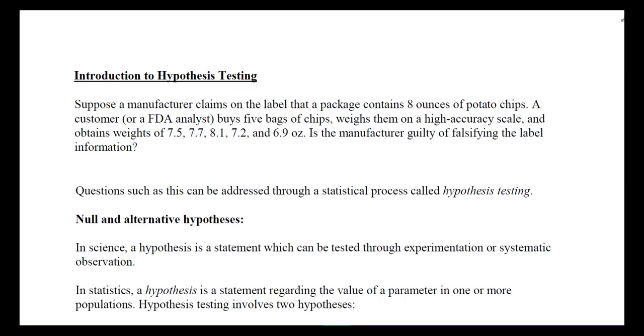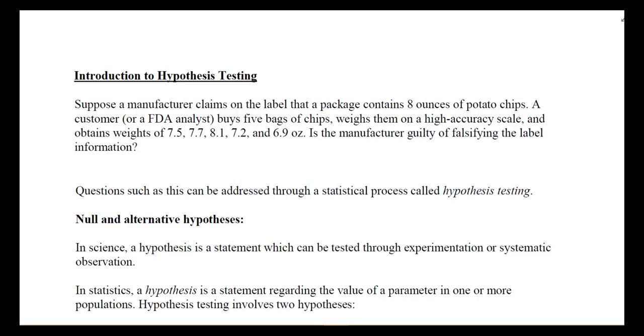So now we have somebody come in, a customer, or maybe somebody who is analyzing this, perhaps from the Food and Drug Administration, and they buy 5 bags of chips and they weigh them on an accurate scale, and then they get the following weights: 7.5, 7.7, 8.1, 7.2, and 6.9 ounces. So notice, none of these are exactly 8 ounces. A couple of them are more and some of them are less.